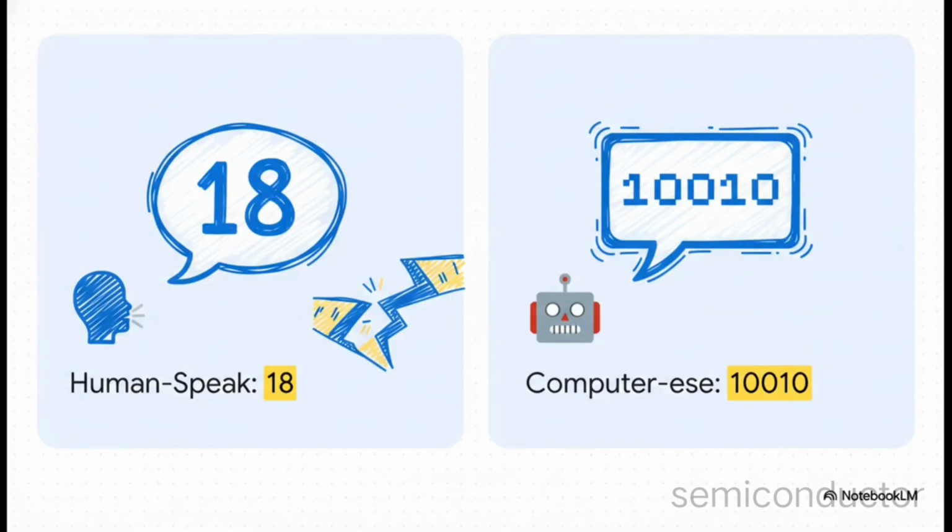Okay, so check this out. This really gets to the heart of it. On the left, you see the number 18. We all get that. It's simple. But on the right, that's how a computer sees the exact same value, 10010. To us, it looks like gibberish, right? So how do we bridge that communication gap? Well, the secret is actually way simpler than you think, and it's hidden in a system you already use every single day.